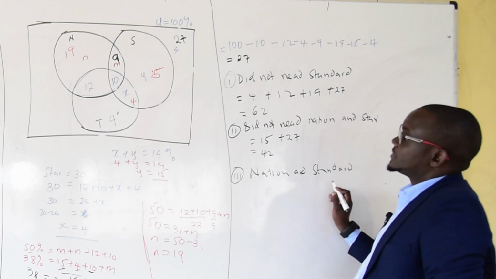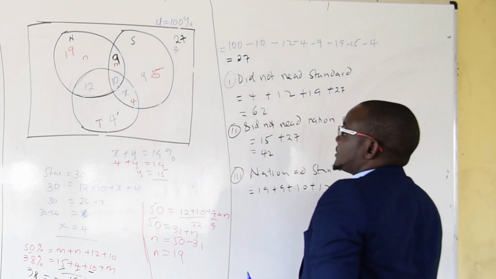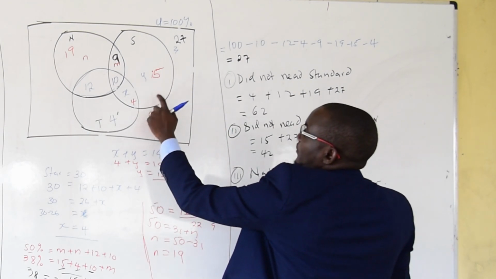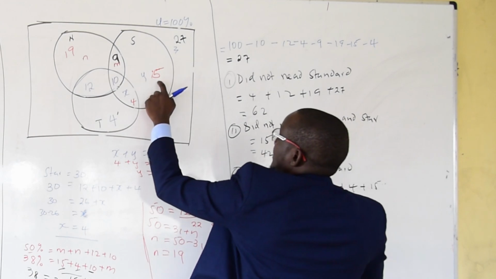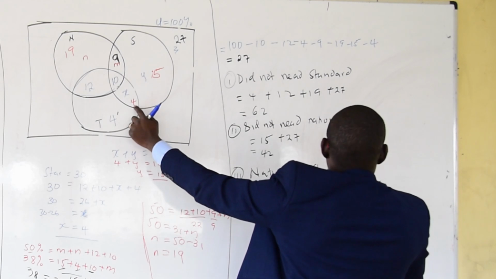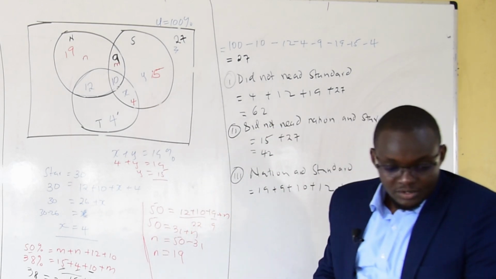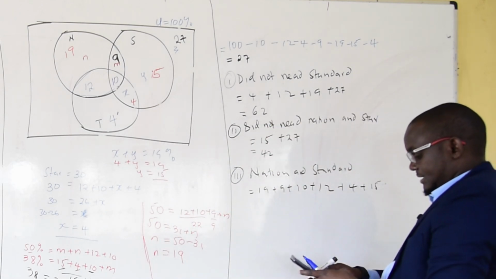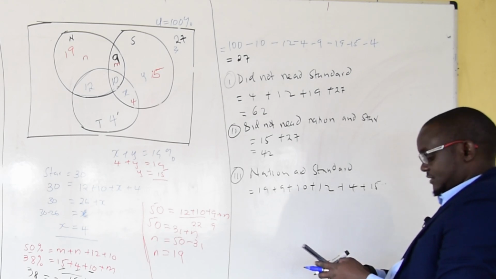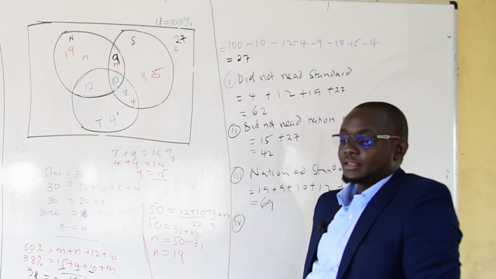Nation and standard, here we have 19 plus 9 plus 10 plus 12, then we have 4 plus 15. So nation and standard is 15 plus 4 plus this 12 plus 10 plus 9 plus 19. We can do that very quickly with our calculator: 19 plus 9 plus 10 plus 12 plus 4 plus 15. So this means 69.